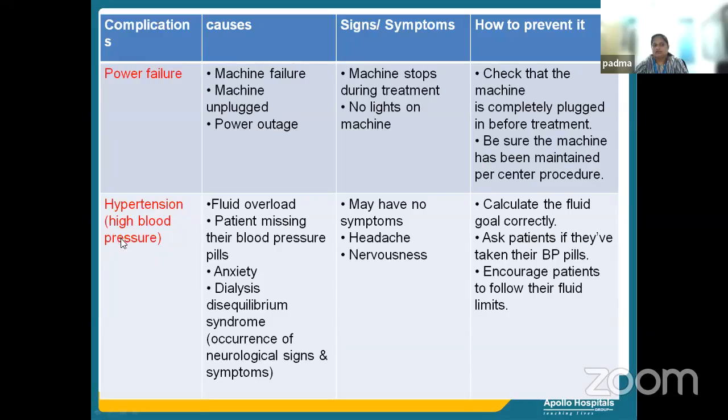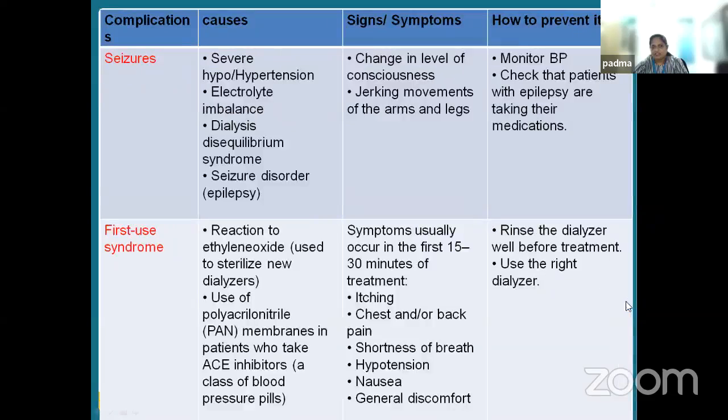And hypertension. Another complication is hypertension. The main causes are fluid overload, the patient missing their blood pressure pills, anxiety, and dialysis disequilibrium syndrome, the occurrence of neurological signs and symptoms. The symptoms are that they may have no symptoms except a headache and nervousness. Management is: calculate the fluid goal correctly, ask the patient if they have taken their BP pills or not, and encourage the patient to follow their fluid limits and treatment, whatever the doctor advises.